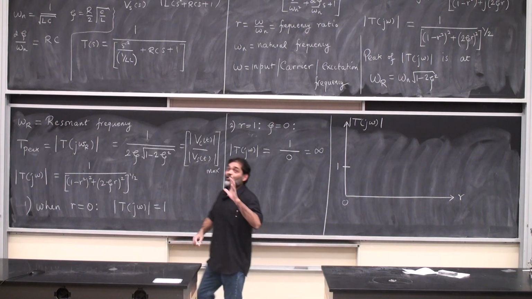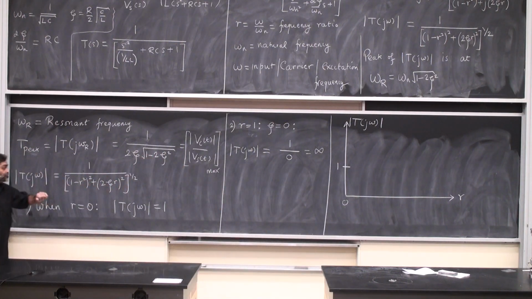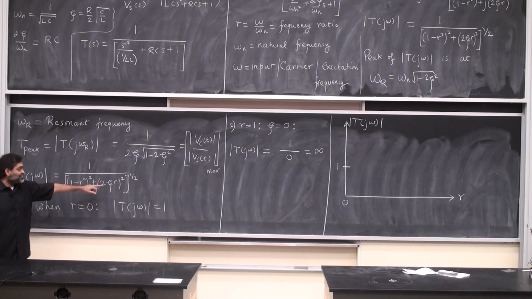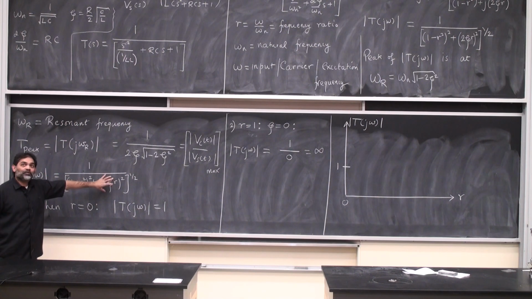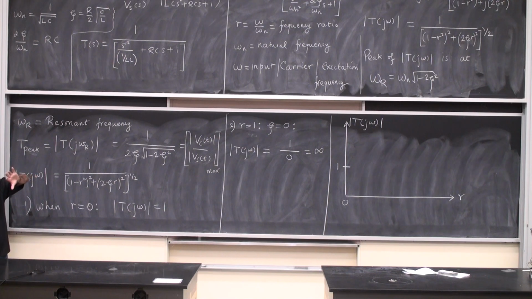Once again, what am I doing? I'm just substituting values. I'm taking R is equal to 1. So 1 minus 1 is 0. 0 square is 0. Zeta is 0. So this is also 0 square. So 1 by 0 is infinite.